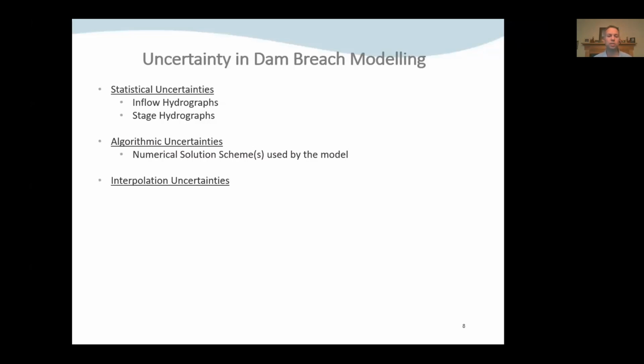There's interpolation uncertainties. And this would be things like, let's say you've got a terrain surface and you want to use this in your model. You have to discretize that terrain surface, the continuous land surface, into cross sections or a 2-dimensional grid, or maybe both. And so that discretization of a continuous land surface introduces errors and uncertainties.